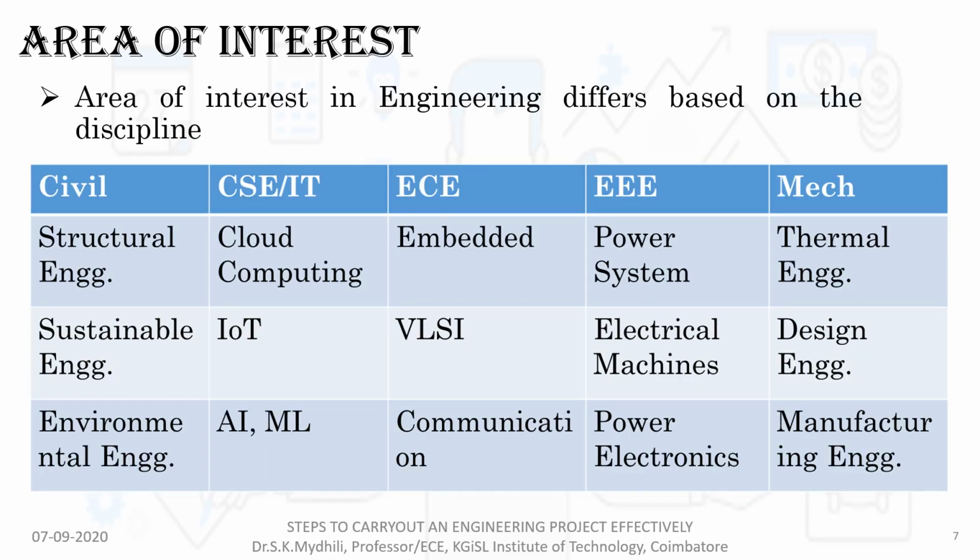If you have a doubt about how to choose an area of interest in the engineering discipline: actually, the area of interest differs based on the discipline you are in. For civil it is different, for CSE and IT it is different, for EC it is different. As an example, I am giving you some of the list which I know to my knowledge. For civil, it could be structural engineering, sustainable engineering, or environmental engineering. You could choose any of these areas of interest and proceed with your project title or project base.